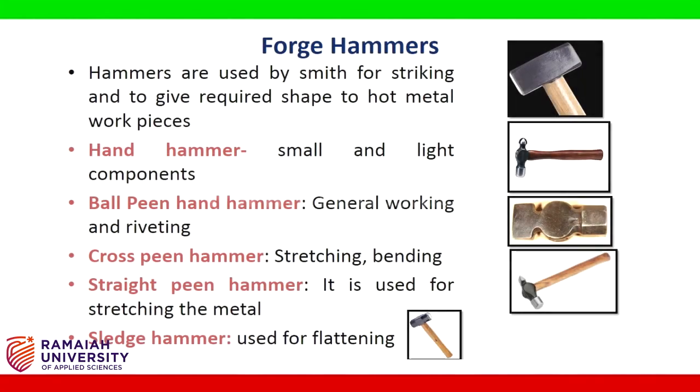Forge hammers. Hammers are used by smiths for striking and to give the required shape to hot metal workpieces. Hand hammer, for small and light components. Ball peen hand hammer, for general working and riveting. Cross peen hammer, for stretching and bending. Straight peen hammer, used for stretching the metal. Sledgehammer, used for flattening.